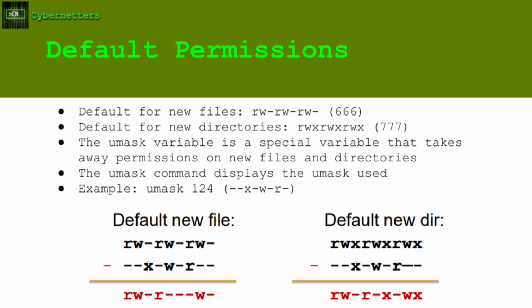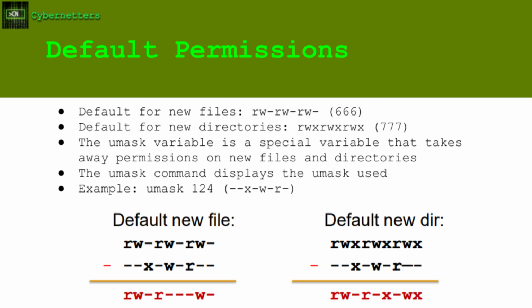So what is umask? By default, files are created wide open, but the system applies umask to remove certain permissions. So umask is a special setting that subtracts permissions from the default. You would use umask to see the current value and then change it to adjust the default permissions.